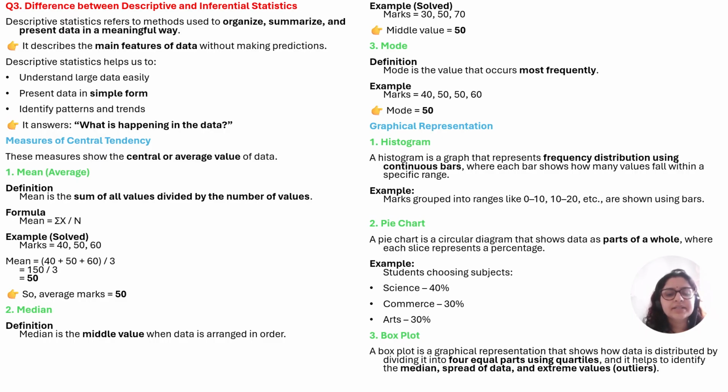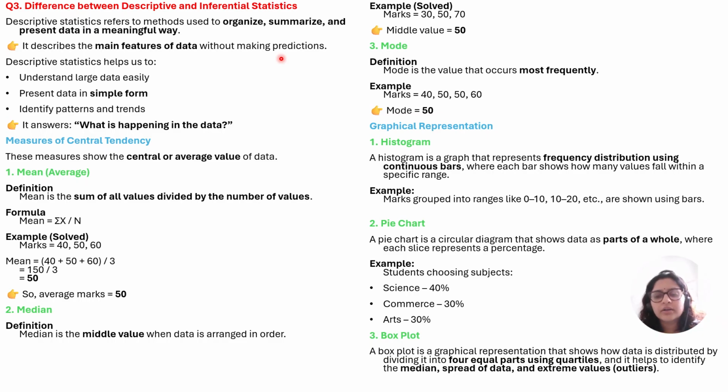Difference between descriptive and inferential statistics. So what is descriptive statistics? It is a set of methods. It is not just one thing. It is a set of methods that are used to organize, summarize and present data in a meaningful way. It describes the main features of the data without making any predictions.